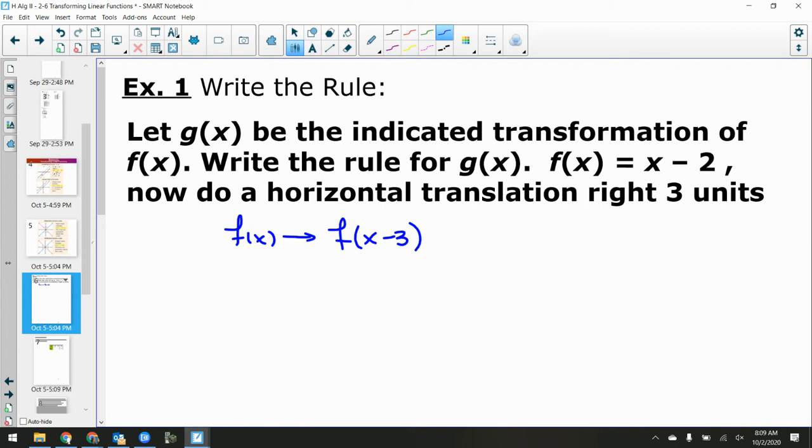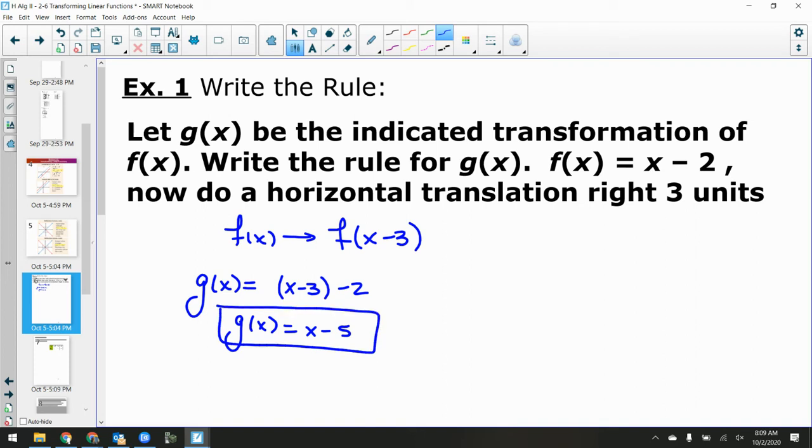So let g of x be our new function, our right 3 function. So g of x really is x minus 3 minus 2, right? I remove x out of the function, and in its place, I write x minus 3. That's what this notation means up top here. Now I just simplify it down, so g of x is equal to x minus 5. And that's my final answer.